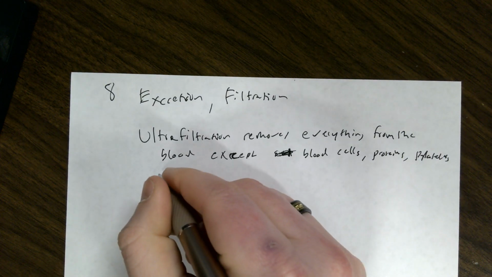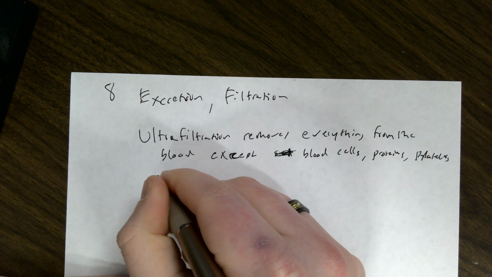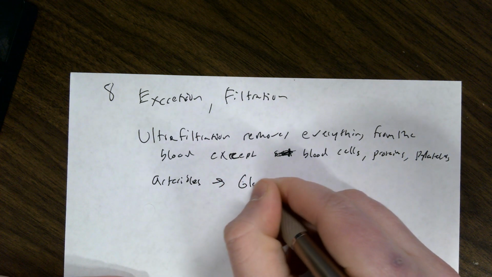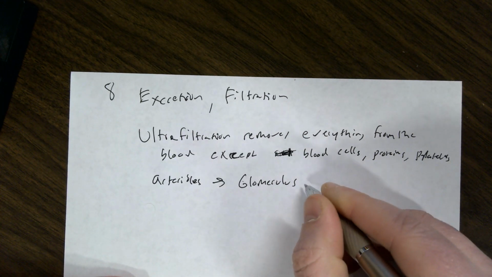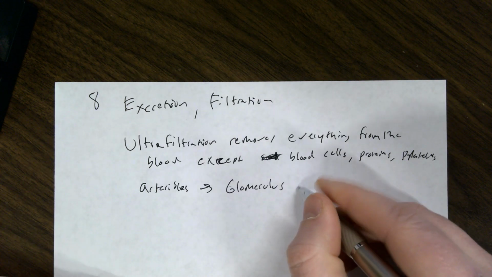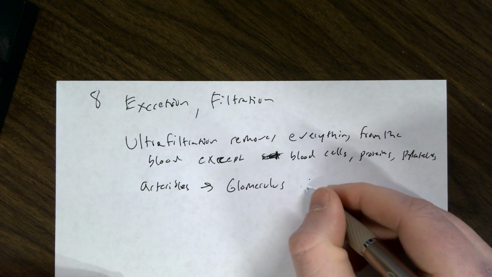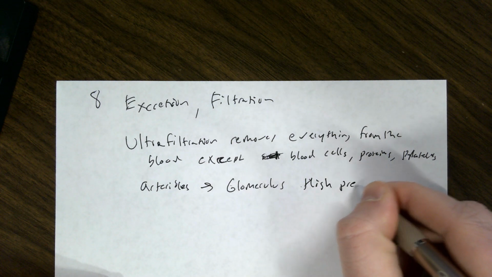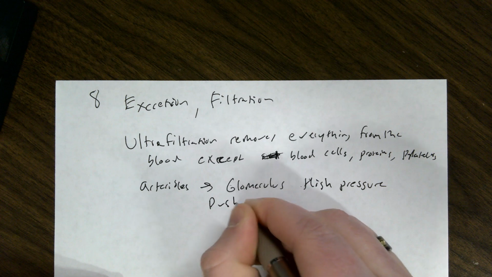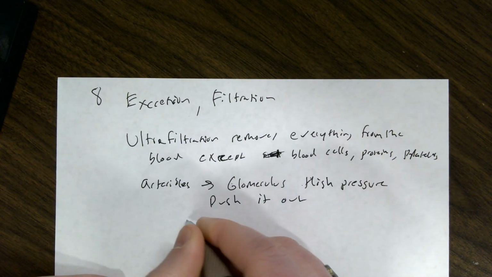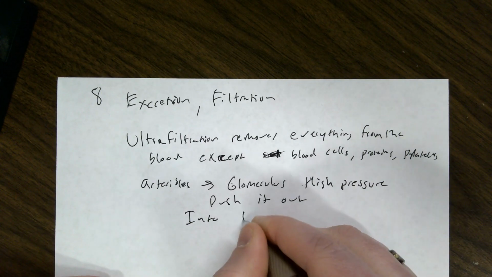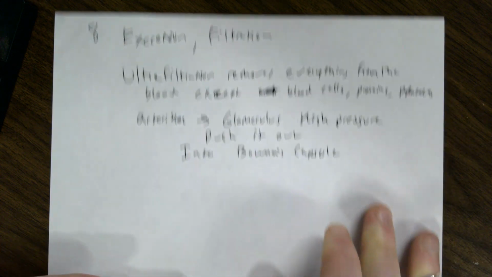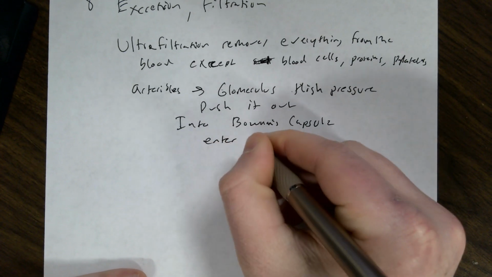And how does it do this? So what you have is arterioles branch into what we call the glomerulus. And so this is basically arterioles splitting into these capillaries. And then these are going to have high pressure. And you're going to push everything out. And you're going to push it out into the Bowman's capsule. And then it will enter through the basement membrane.